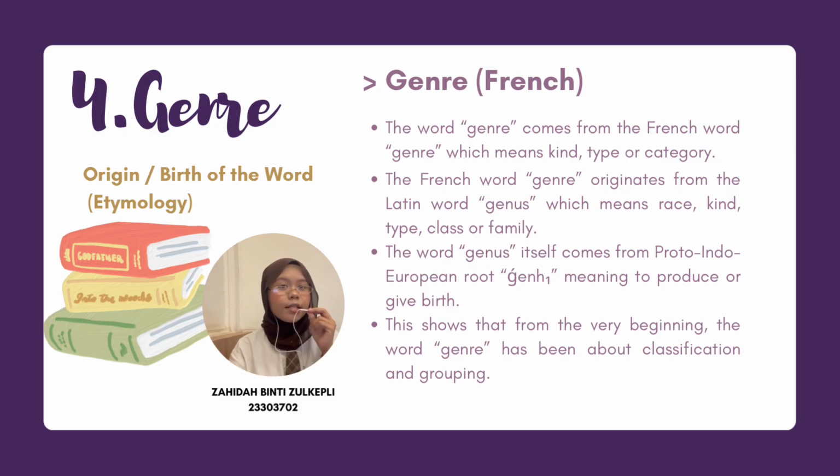First, the origin and the birth of the word genre comes from the French word genre, which means kind, type, or category. The French word genre originates from the Latin word genus, which means race, kind, type, class, or family. The word genus itself comes from the Proto-Indo-European root gen, meaning to produce or to give birth. This shows that from the very beginning the word genre has been about classification and grouping.